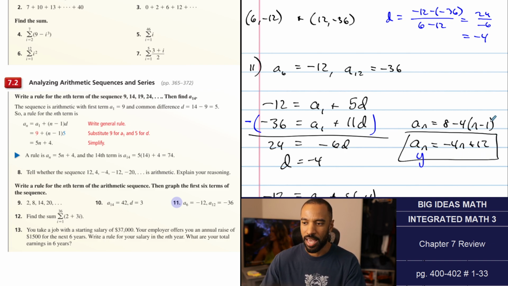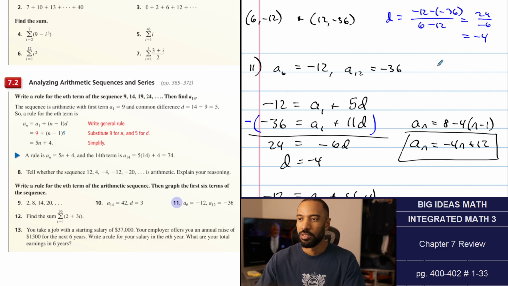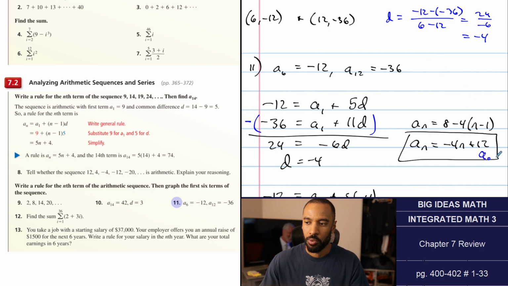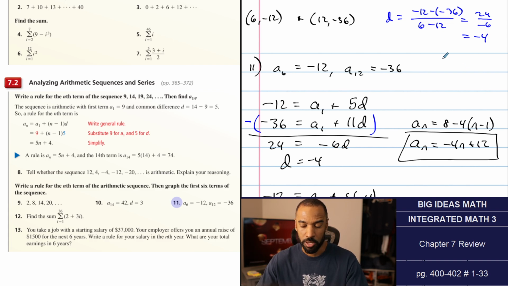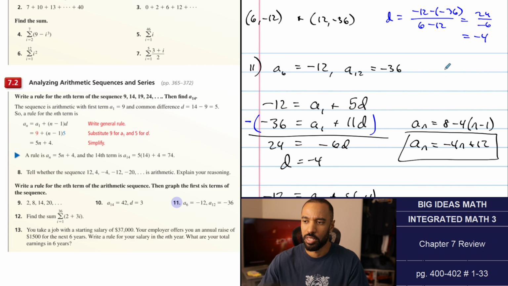So we need to find that 12. That's kind of your a sub 0, actually. It's your 0th term. It's not your first term. We haven't found out the first term yet, by the way. Oh, well, yeah, we did. It's 8. It's not your first term. Your thing is 12.